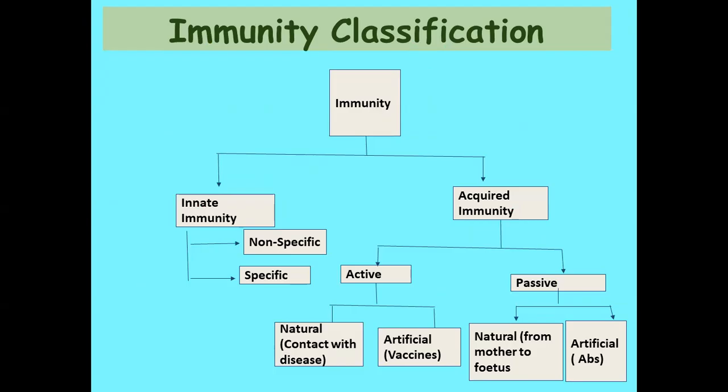And immunity is divided into two major types: innate immunity and acquired immunity. Innate immunity is the one which is non-specific, and the other one is specific.